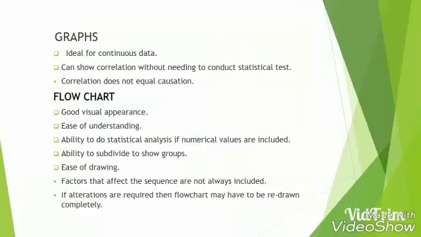In the case of graphs, their advantages are they are ideal for continuous data. They can show correlation without needing to conduct statistical tests. Its disadvantage is correlation does not equal causation. In the case of flowcharts, their advantages are a good visual appearance, ease of understanding, ability to do statistical analysis if numerical values are included, ability to subdivide to show groups, and ease of drawing. Their disadvantages are that the factors that affect the sequence are not always included. If alterations are required, then the flowchart may be redrawn completely.